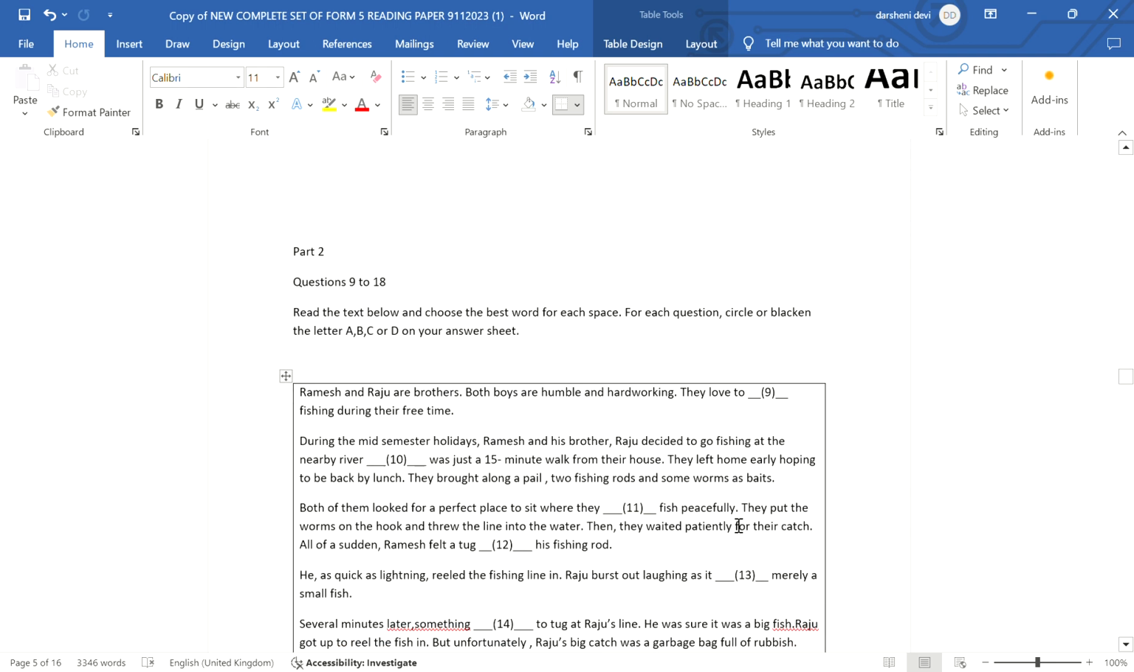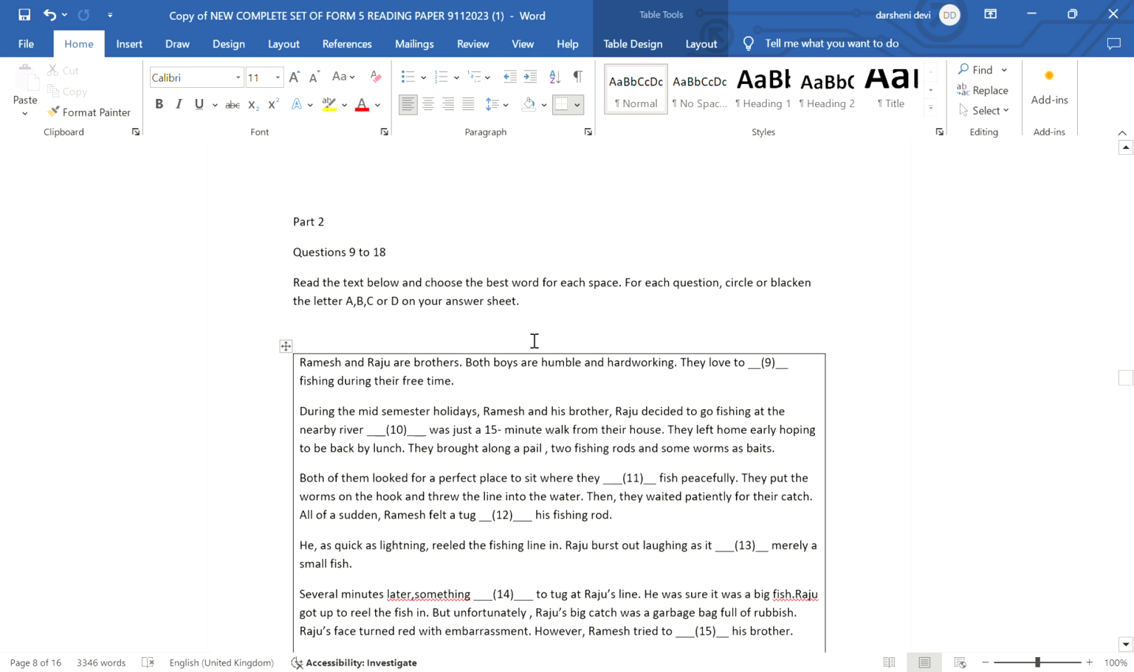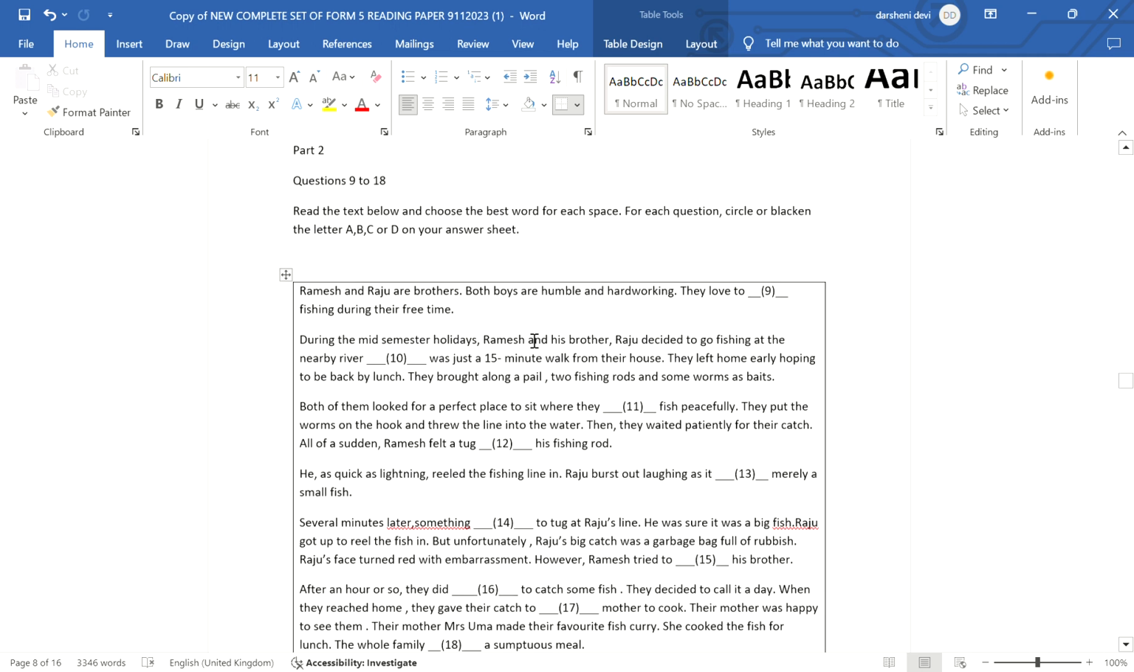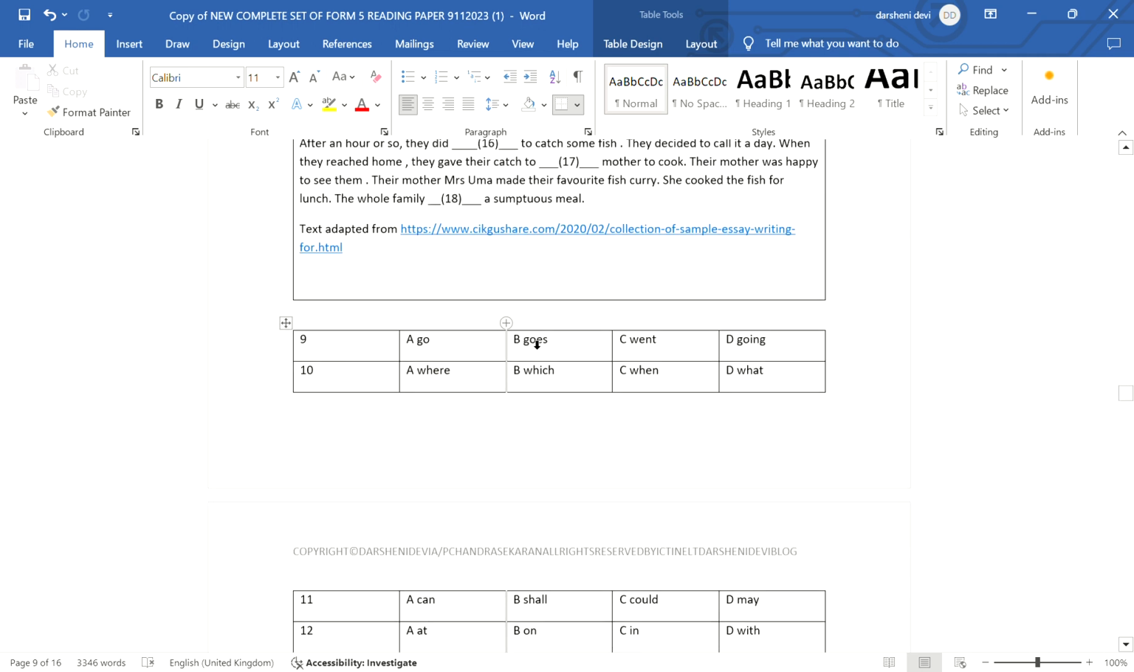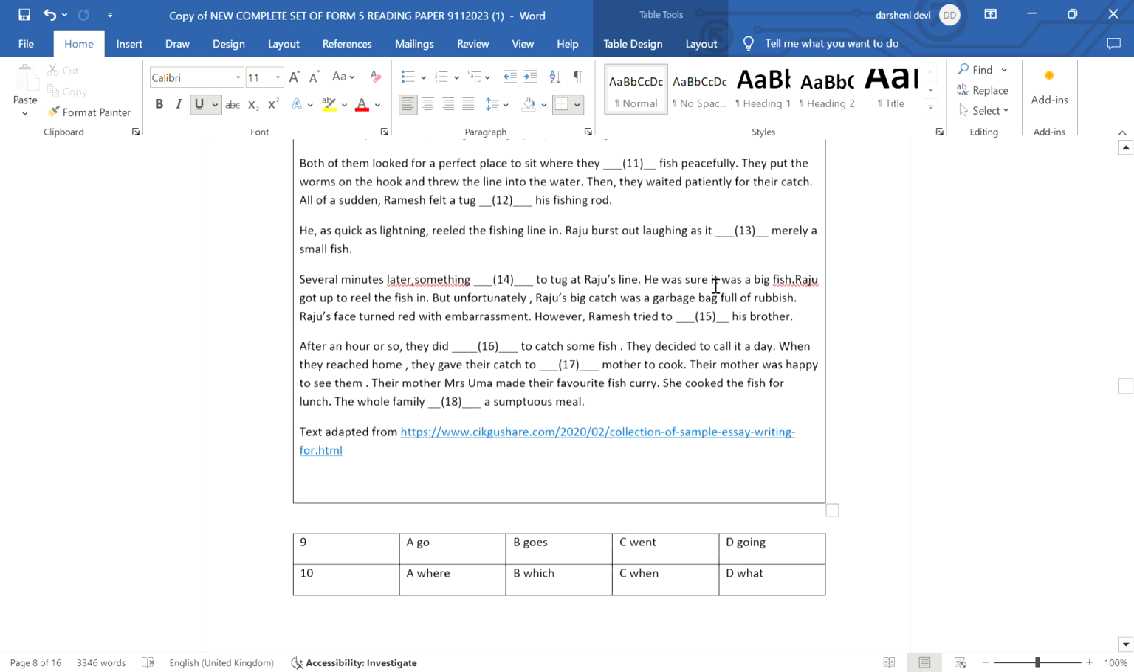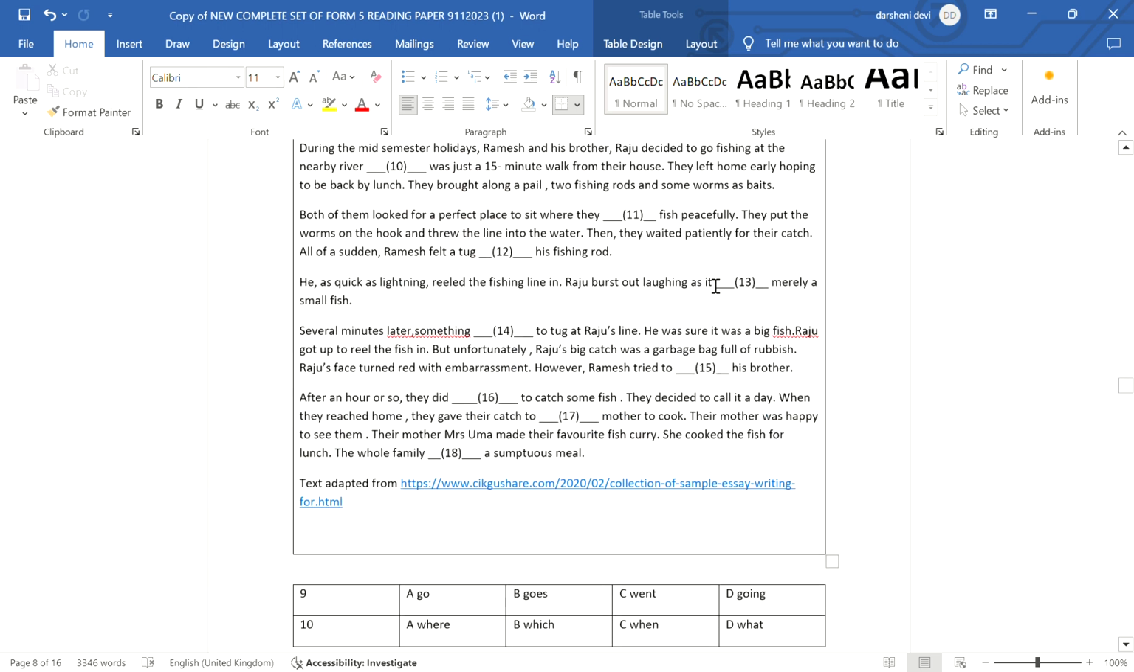Questions 19 to 18. So the sample instruction can be: read the text below and choose the best word for each space. For each question, circle or blacken the letter A, B, C or D on your answer sheet. So now this is basically testing on grammar and also on lexical knowledge. So what do they normally require here for grammar? Basic grammar. They mostly might or may require basic grammar rules.